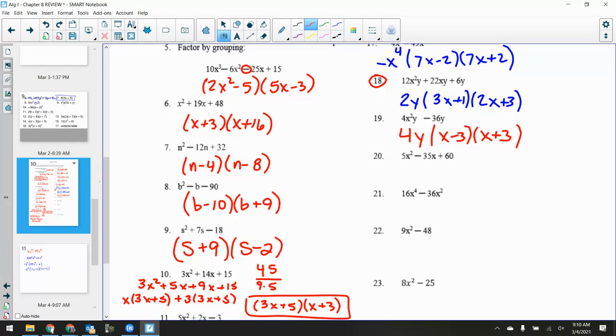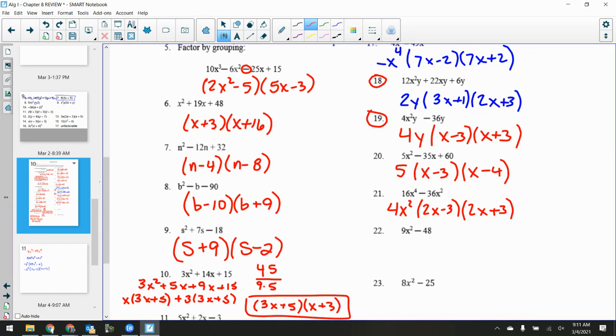Good. 20. Who had 20? 5, x minus 3, x minus 4. That's correct. Keep holding that up. 5 pulled out, x minus 3, x minus 4. That is correct. Thank you. Who had 21? Question, Rosalie? If we have time, yep. Who had 21? I've got a 4x squared, 2x minus 3, 2x plus 3. That is correct.